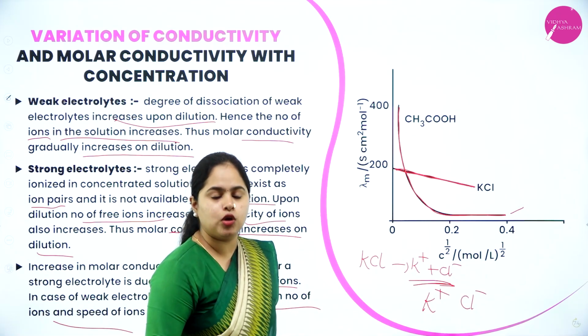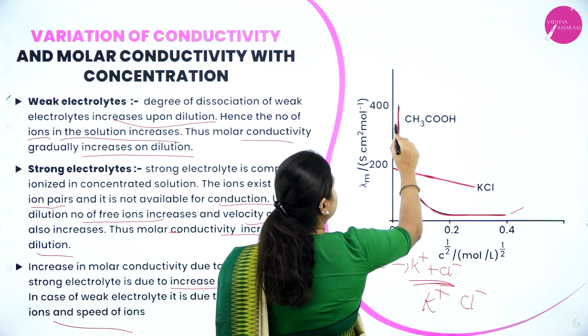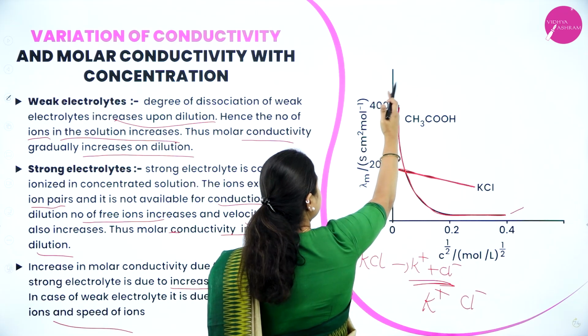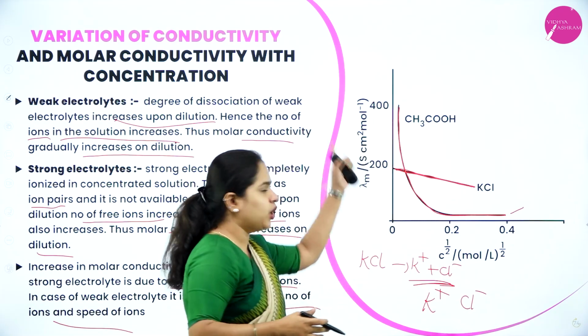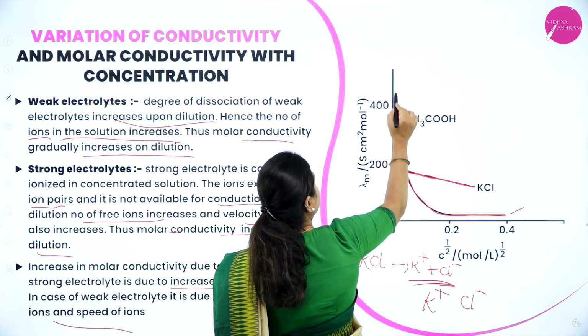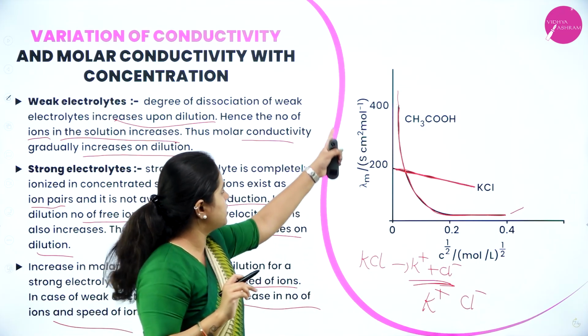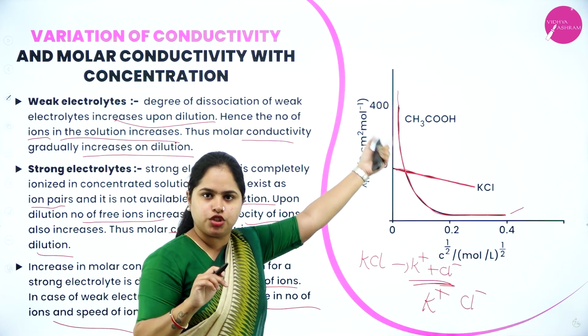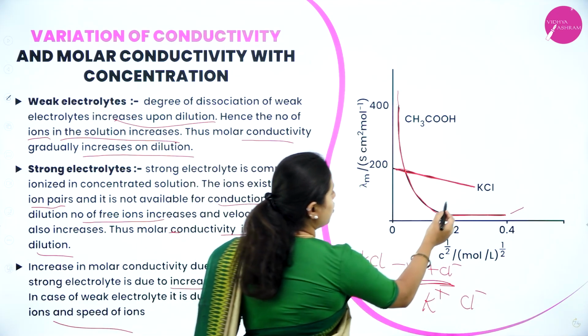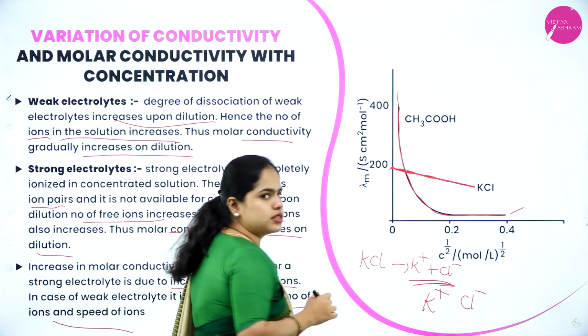So, now one more thing you have to observe here is, in the case of weak electrolyte, as you can see, it keeps on increasing. It doesn't come and touch the y-axis. That means the concentration is not touching 0. It never becomes 0, right? As you can see, it can't be touched into the y-axis. But in this case, what happens? The KCl graph, if you are drawing, it finally touches at this point.